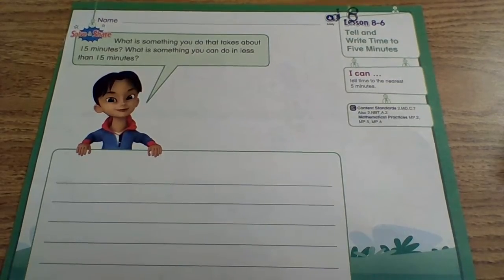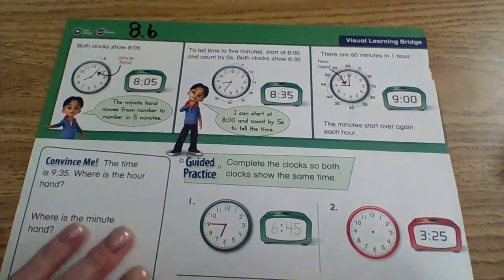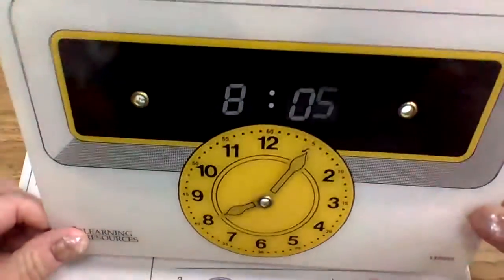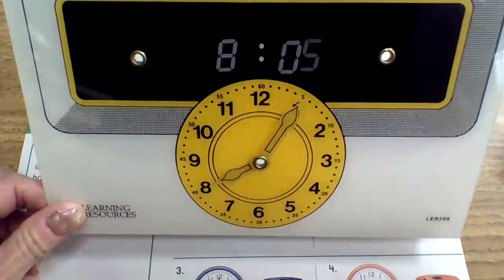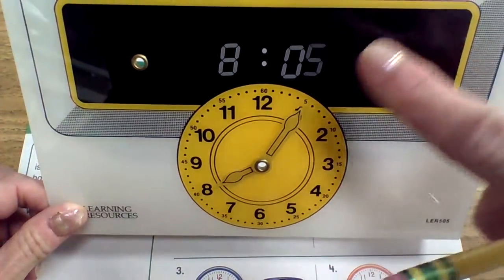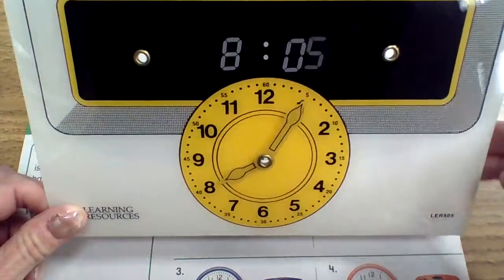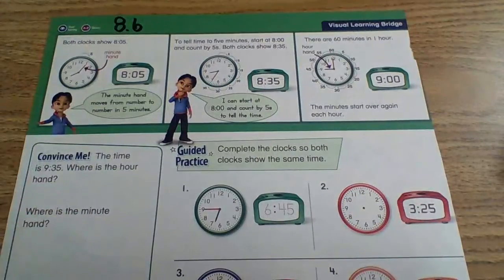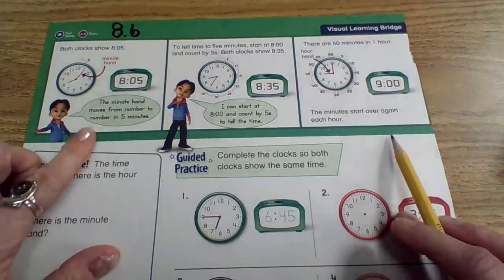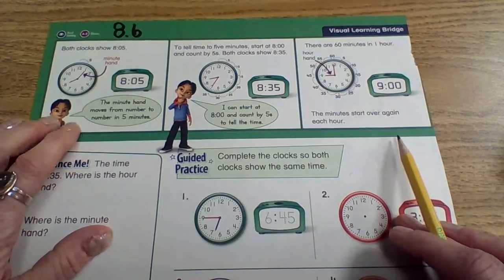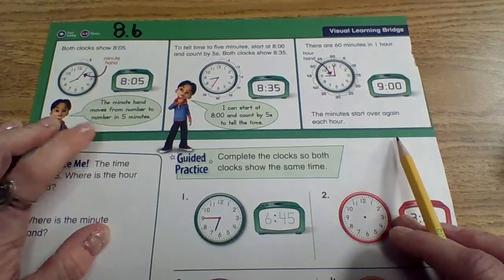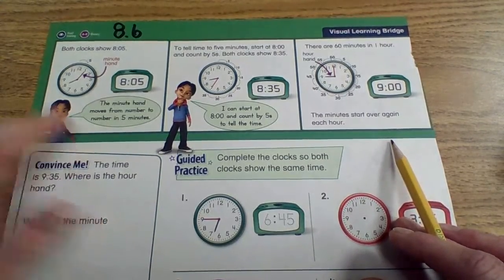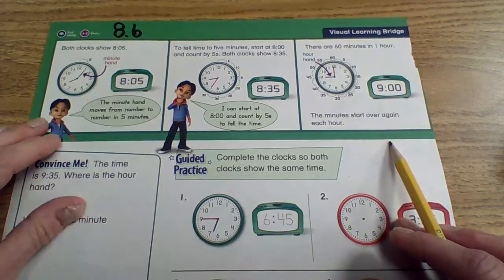So, how can you use clocks to tell time? All right, well, first off, let's look at two different kinds of clocks. So we have an analog clock right here, and then we have a digital clock, and they're constantly moving. So just so you know, both clocks here show 8:05. The minute hand moves from number to number in 5 minutes, just like skip counting by fives, okay?